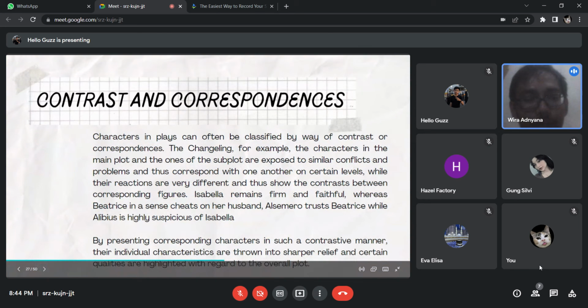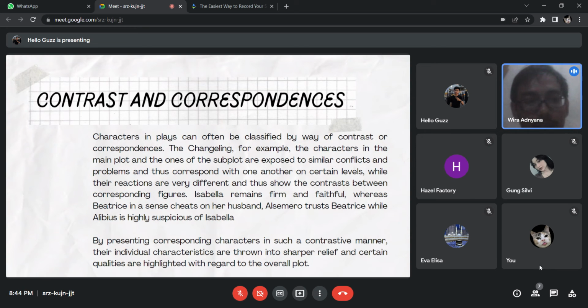And then we move to contrast and correspondences. Characters in plays can often be classified by way of contrast or correspondence. In The Changeling, for example, the characters in the main plot and the ones in the subplot are exposed to similar conflicts and problems and thus correspond with one another on certain levels, while their reactions are very different and thus show the contrast between corresponding figures.